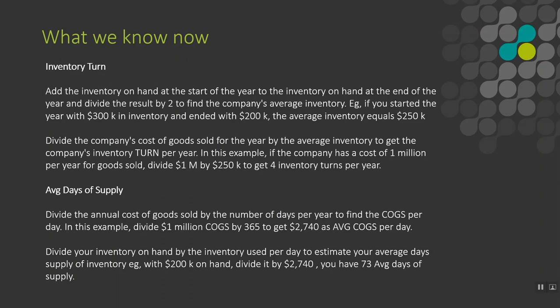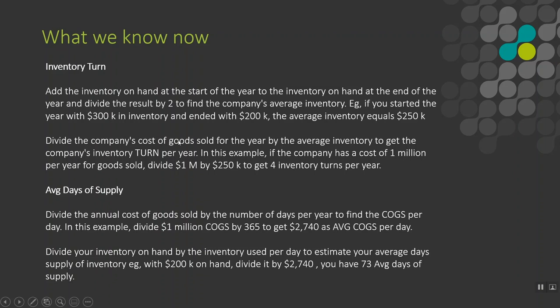Inventory turn. I've got an example here with regards to inventory turn, which will help explain the formula a little bit better. If we add inventory on hand at the start of the year to inventory on hand at the end of the year and divide it by 2, we'll find the company's average inventory. For example, if you started the year with 300,000 in inventory and ended with 200,000, the average inventory will be 500,000 divided by 2. That gives us 250,000.